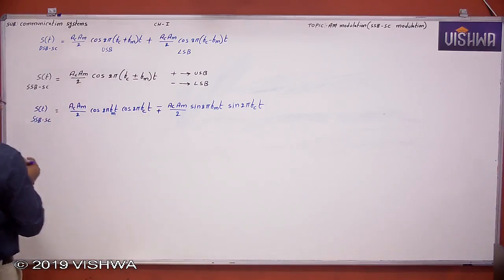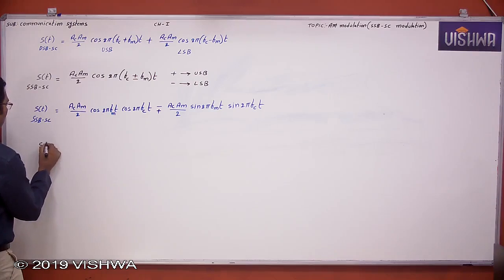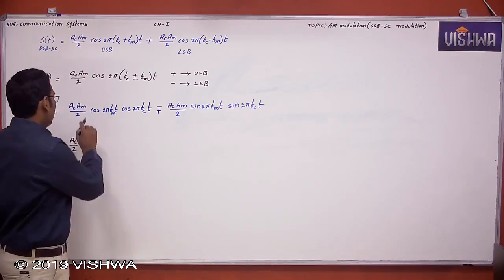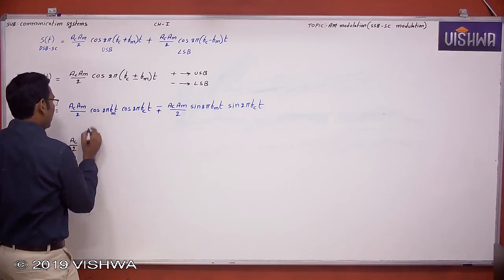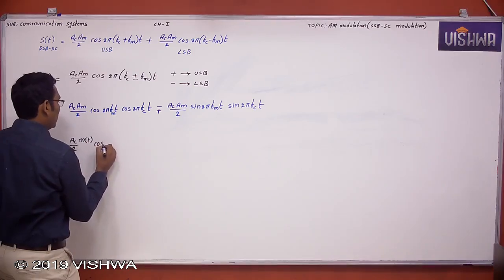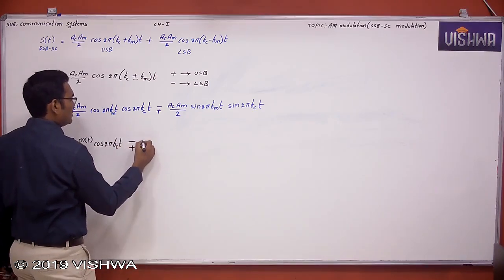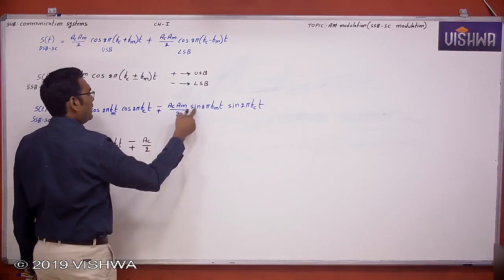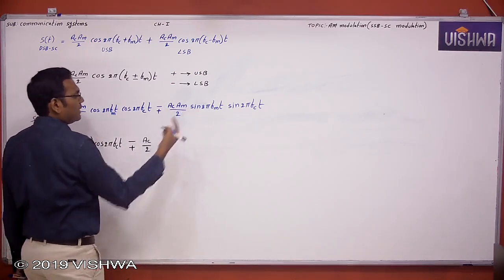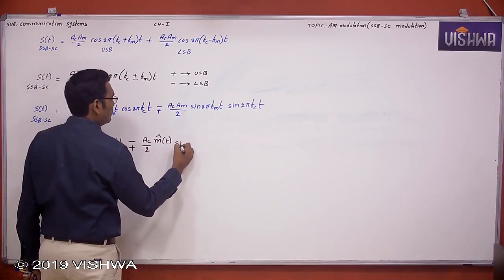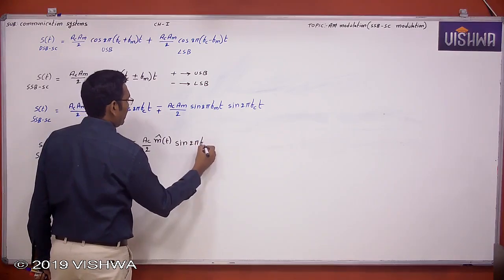Now see here, S of T of SSB-SC is equal to AC by 2. Now AM cos 2 pi FMT, you can write it as M of T, right? You know that, into cos 2 pi FCT. Now this is minus or plus AC by 2, AM sin, this is AM cos, this is AM sin, a 90 degrees phase shift. Now this is called M cap of T into sin 2 pi FCT.